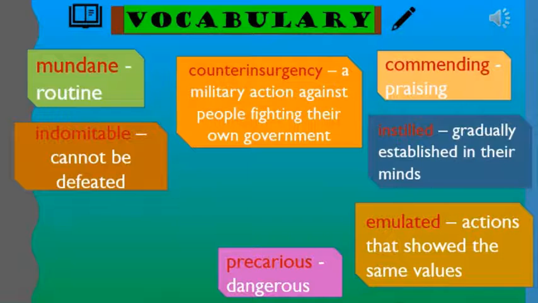Indomitable. Cannot be defeated. My brother is the indomitable champion of the Raigad Cricket Club.